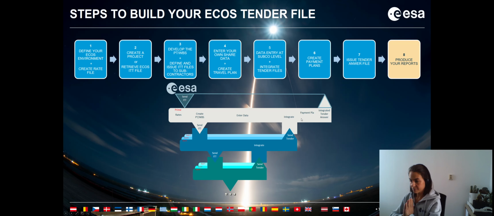So we have a tender file, it's ready, we're ready to send it to ESA. Now we can officially, from this tender file, produce our reports, our PSS forms and our specific reports that are required in the ECOS requirements in our special conditions of tender.